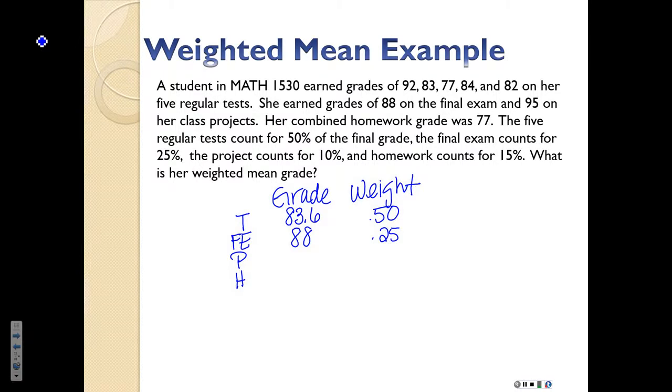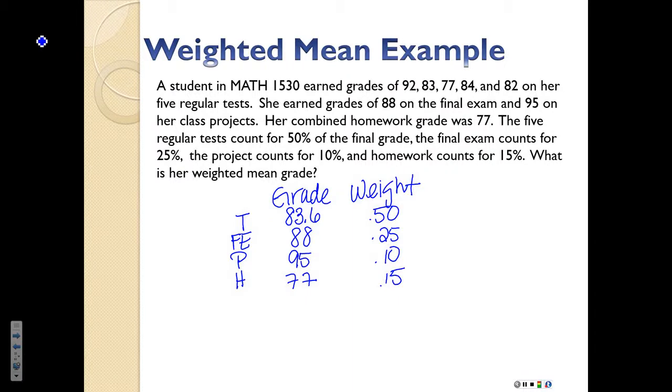What about her project? What'd she get? 95. And then what's the weight? 10%. All right, 0.10. And then finally her homework, what was that grade? 77. And what's the weight for that? 0.15. So that's your first step. Your first step in this kind of problem is to get all the grades with the associated weights.